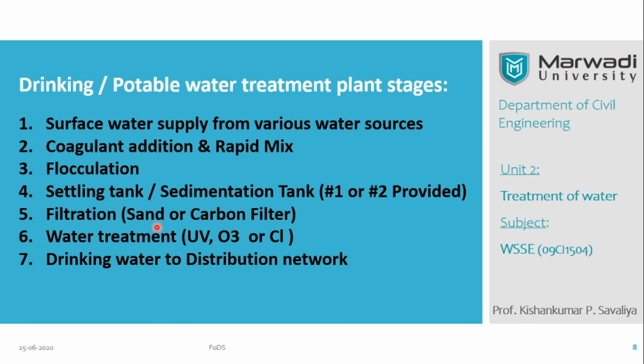The fifth stage is the filtration process, as I mentioned earlier: sand or carbon filter. Then the sixth stage is water treatment by UV method, ozone O3, and chlorine, fluorine, etc. And finally, that treated water, the drinking water, is distributed to the pipeline network of a particular area or city.